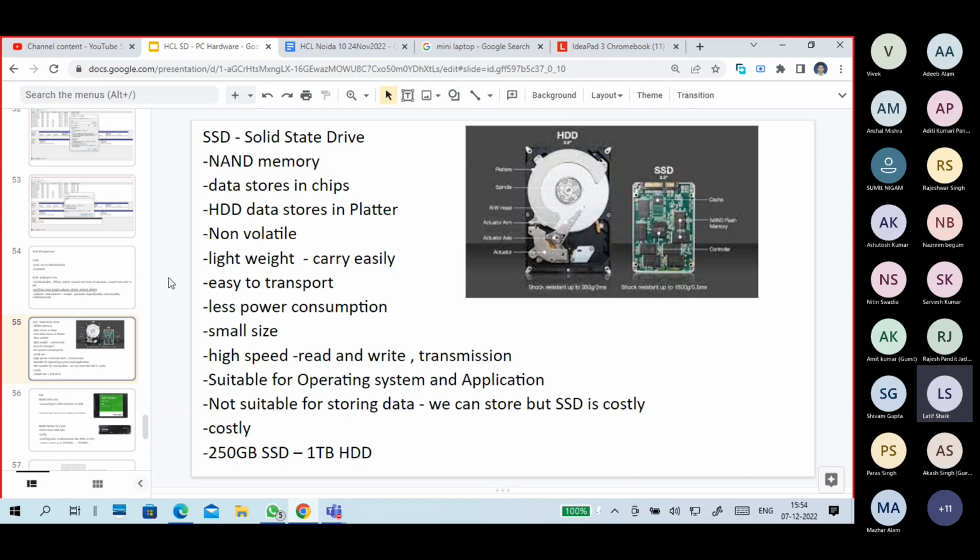Guys, SSDs. Are you okay with the hard disk, guys? SATA, PATA? Yes, sir. Okay.